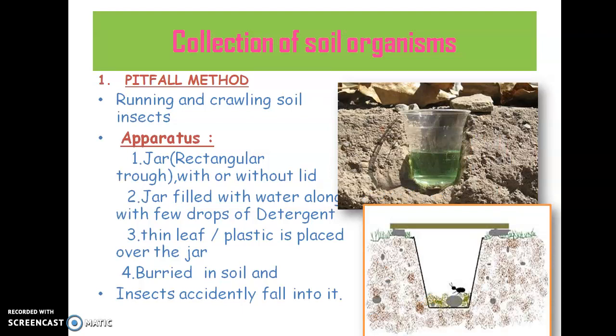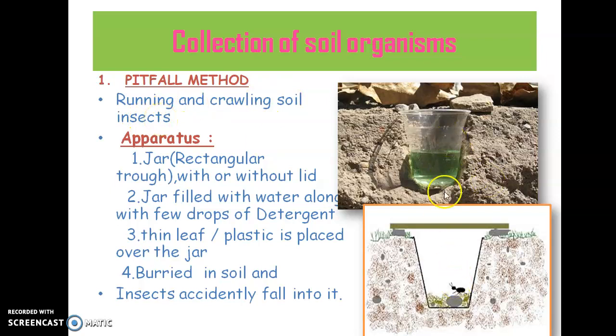Then what about the soil organisms? How are soil organisms collected? Generally, there are 3 different methods used for collecting soil organisms. One among them is called the pitfall method. The pitfall method is generally used for collecting running and crawling soil insects.